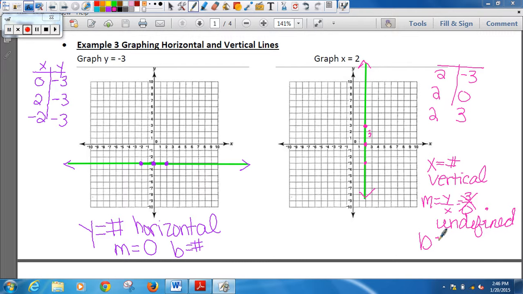The b here, you notice, it will never cross the y-axis unless x equals 0. So it will not have one. So in this case, it doesn't have a b because it never crosses the y-axis.